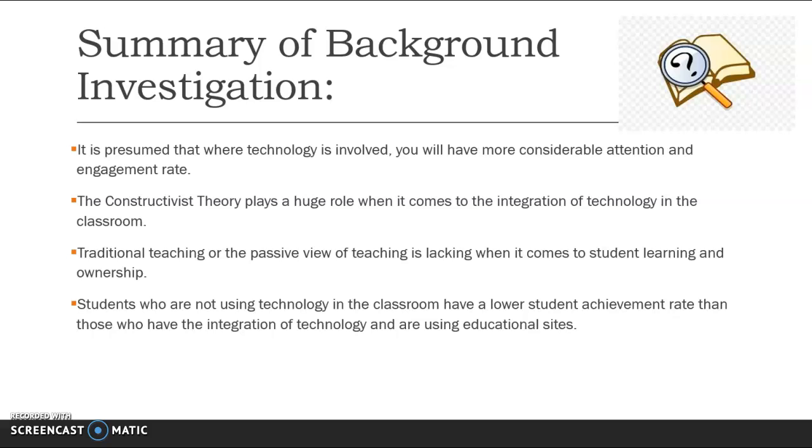The constructivist theory plays a huge role when it comes to the integration of technology in the classroom. Traditional teaching, or the passive view of teaching, is lacking when it comes to the student learning and ownership. The students are not able to construct their knowledge. Students who are not using technology in the classroom have a lower student achievement rate than those who have the integration of technology and are using educational sites. Overall, this will hinder the students' ownership of their knowledge and scaffolding, as well as their cognitive development.